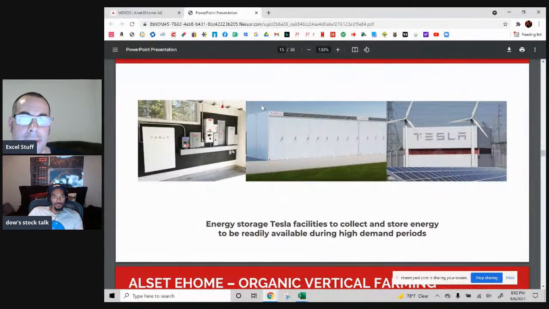And Tesla stores all the power. They have these storage facilities, and that's how, if there's a blackout or you just lose power for whatever reason, you can just pull from these Tesla storage facilities, so you'll never lose power. There's always going to be backup.